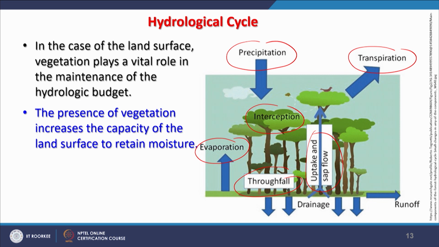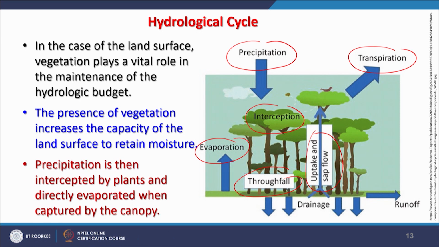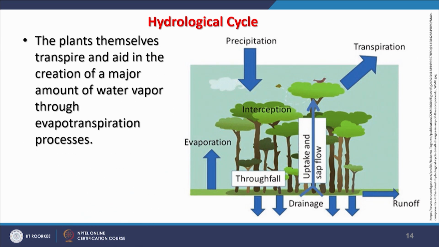So, the presence of vegetation increases the capacity of the land surface to retain moisture. If there is more evaporation, there will be more rain, then there will be more vegetation, which will allow the soil to retain the moisture, though because of high temperature, that can again go back to the atmosphere. Anyway, it is a very complex situation. Precipitation is intercepted by plants and directly evaporated or captured by the canopy. And the plants themselves transpire and create a major amount of water vapor through evapotranspiration. I said in the earlier discussion that in western UP the agricultural lands are always green, and because of high temperature they are pumping vapor into the atmosphere, and that is what is causing high humidity in this area.